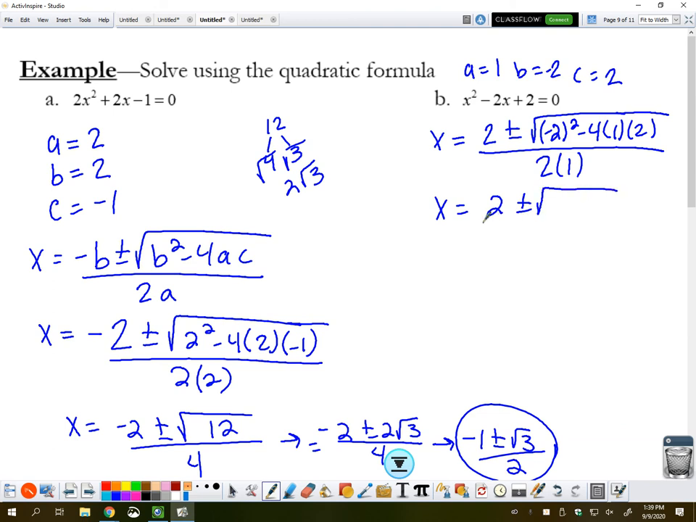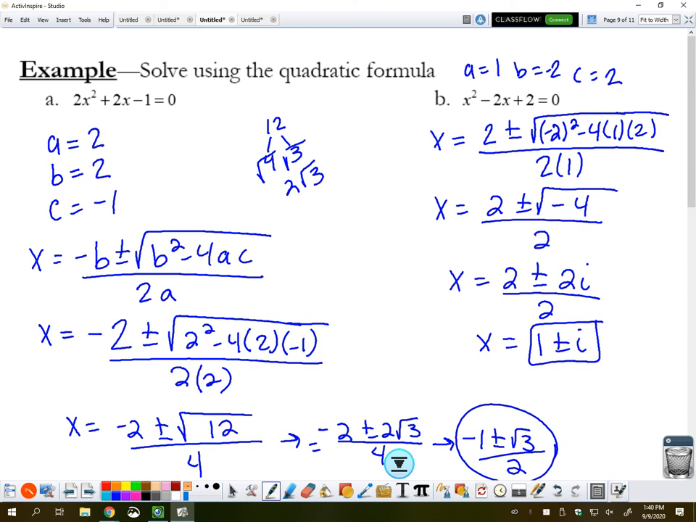So I did the easy part, now let's look under the radical, and negative 2 squared is 4. 4 times 1 times 2 is 8, so 4 minus 8 is negative 4. So the square root of negative 4, that's 2i. And then again, these guys are all divisible by 2. So you can just say 1 plus or minus i is your answer.